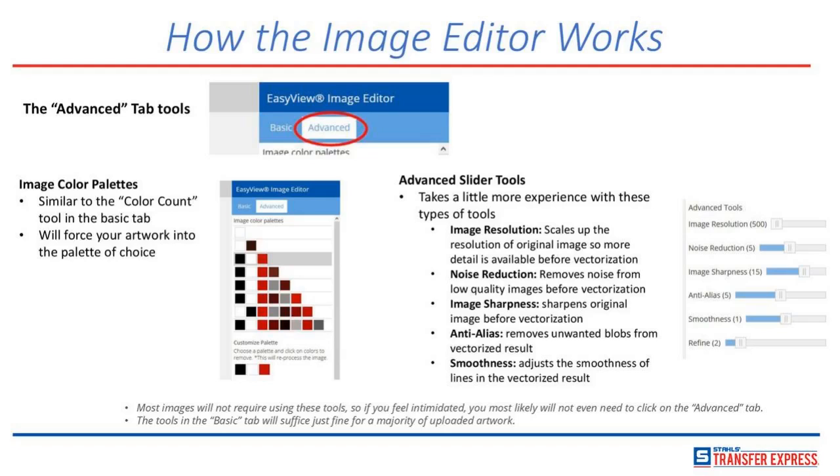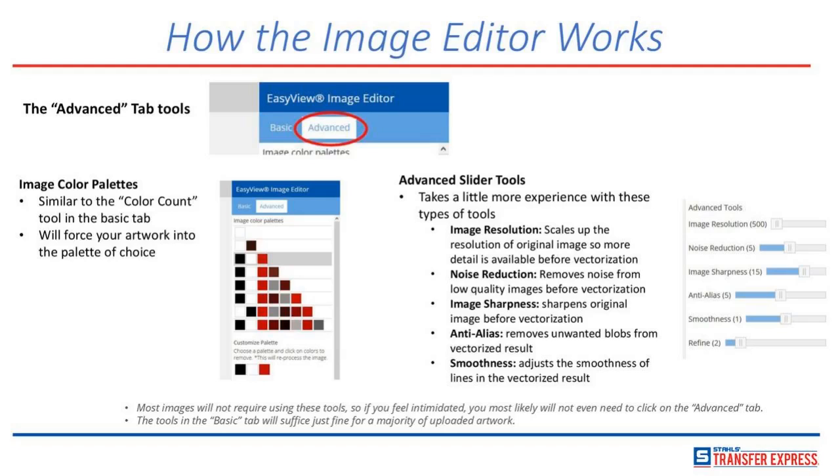You've got noise reduction, which removes noise or fading, shading. It removes dots. It removes the extra crud that might be around a low quality bitmap. It removes the extra quote unquote noise from low quality images before vectorization. You've got image sharpness. This sharpens the original image before the vectorization process. So this sort of makes the corners a little bit sharper, the edges a little sharper.